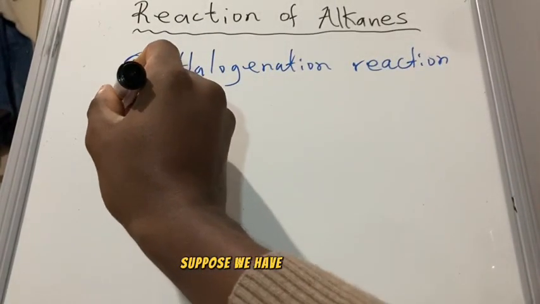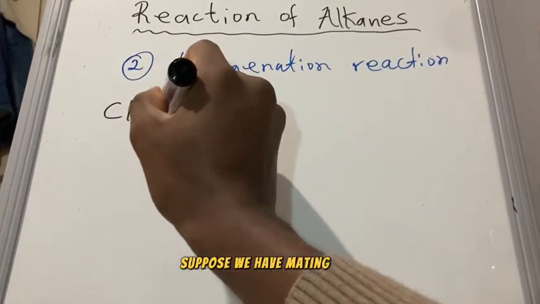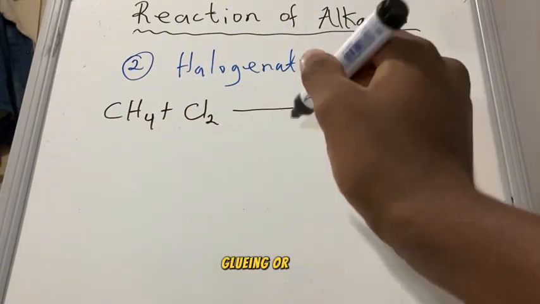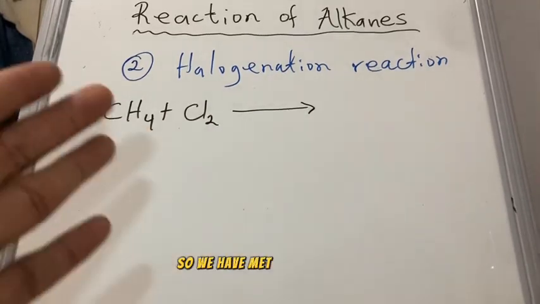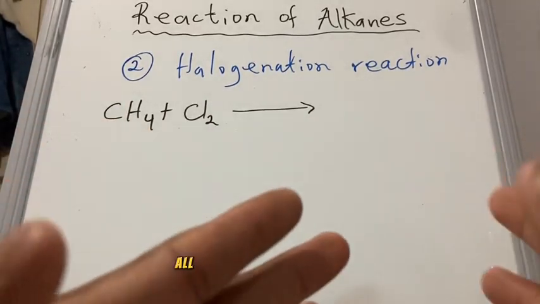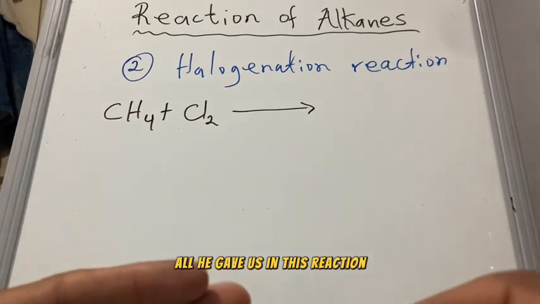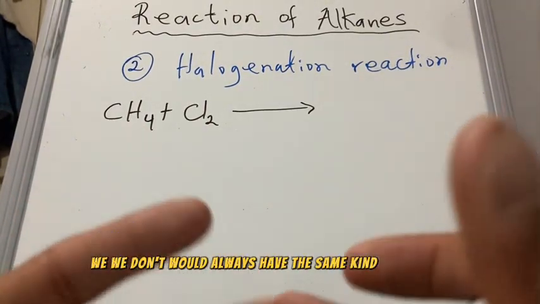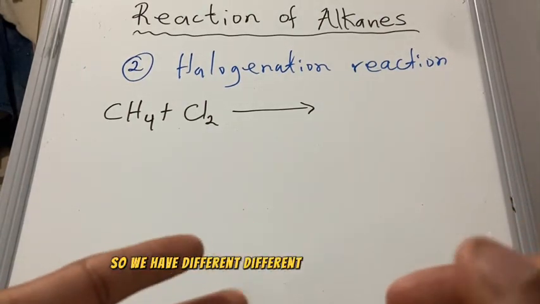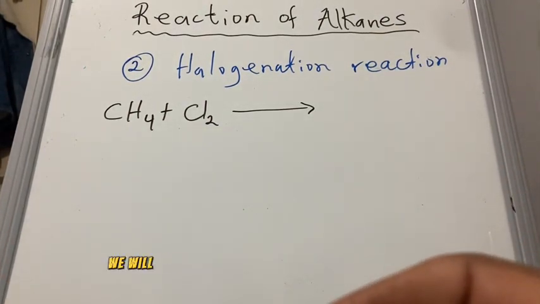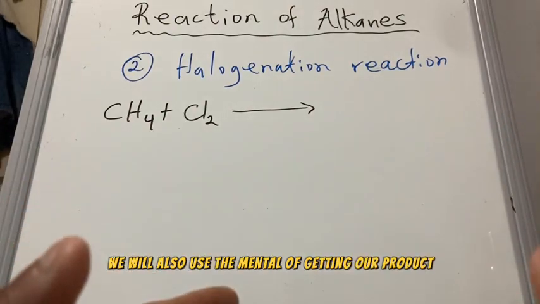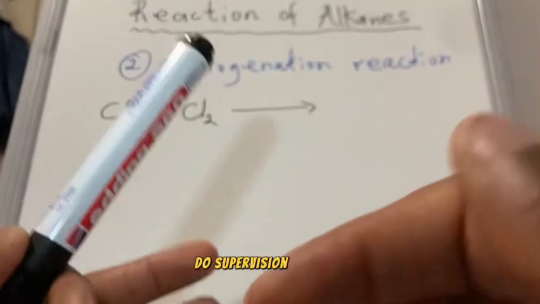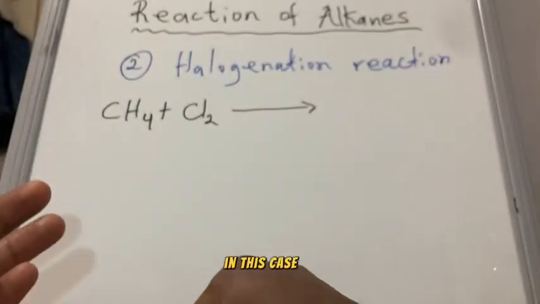Suppose we have methane plus chlorine, or chloro. So we have methane plus chloro. What will it give us? In this reaction, the product is different. We will not always have the same kind of product. So we have a different kind of product, but we will also use the same method of getting our product. So what we're going to do now is a substitution reaction in this case.